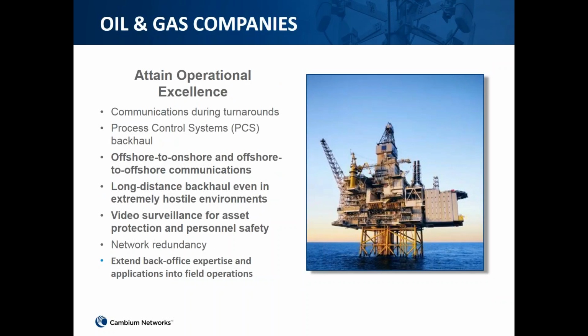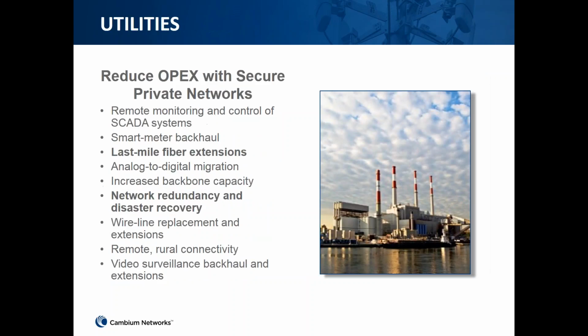Another important area is the oil and gas industry. This can be used for offshore to onshore and onshore to offshore communication. It's really useful for long distance backhaul, even in extremely hostile conditions, and video surveillance for asset protection and personnel safety while working under such difficult conditions. Utilities is also one of the areas in which the PTP 670 can be useful, from connecting remote rural networks to wireline replacement and extension, to increasing backbone capacity, also for video surveillance, backhaul, and extension.